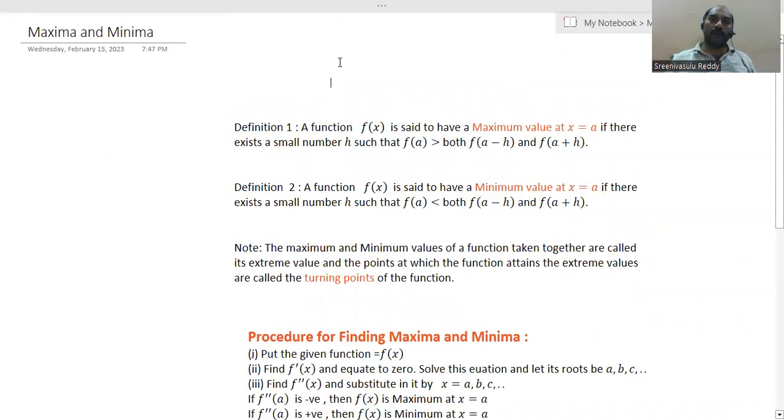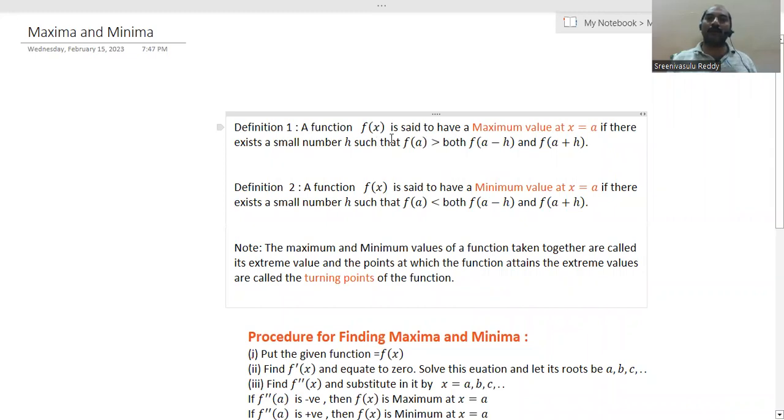So today we are going to discuss maxima minima. This is the last topic of third module, maxima minima of a single variable function. Same type of problems we are also going to study in the fourth module.